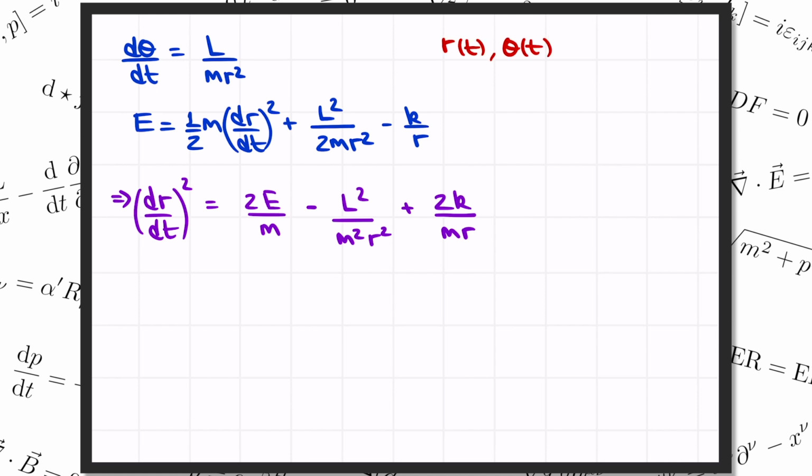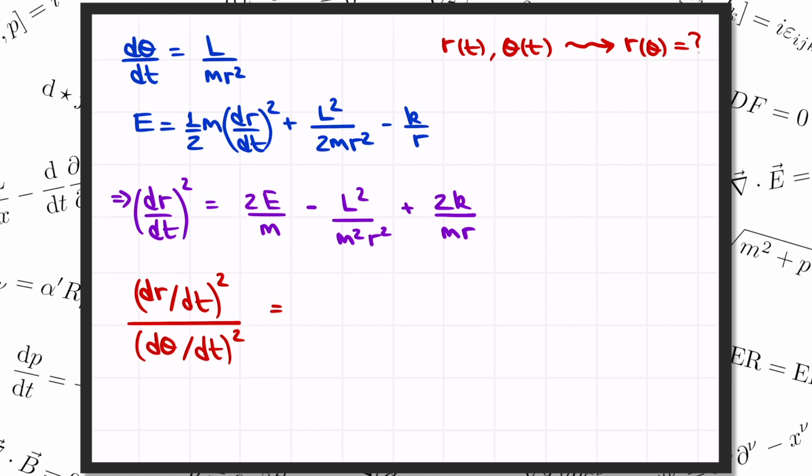But actually, we're not too interested in the t dependence here. What we really want to know is the shape of the curve that's traced out by the planet. In other words, we want to know r as a function of theta. And we can actually get rid of all the t's by dividing these two equations. Because dr by dt squared divided by d theta by dt squared, the dt's cancel and you just get dr by d theta squared. So now we're left with a differential equation with no t's anywhere.